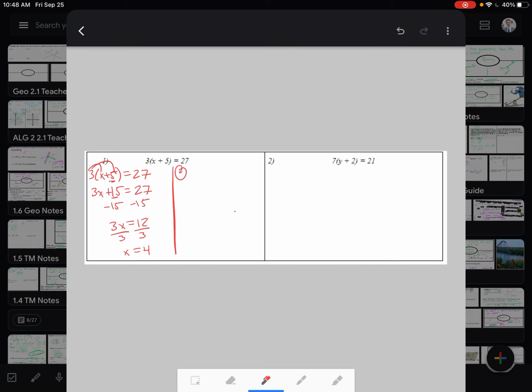The second option for solving is for this exact same question. We have 3 times in parentheses x plus 5. So the inverse of 3 times, we can also divide here. And we'll be left with x plus 5 equals 9. Subtract 5 on both sides. I don't know why I just wrote 4, sorry about that. Subtract 5 on both sides, and we'll get x equals 4. So it does not matter how we do it. You can divide or you can distribute. You'll get the same answer there.